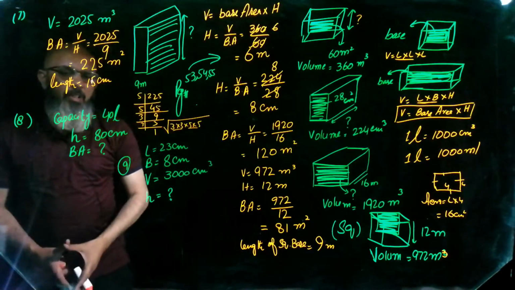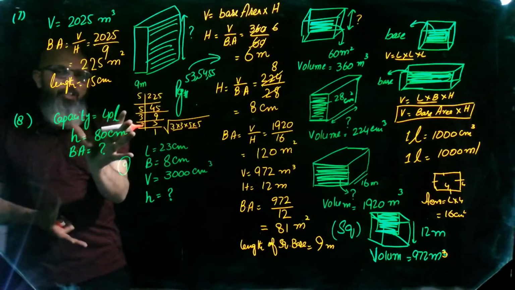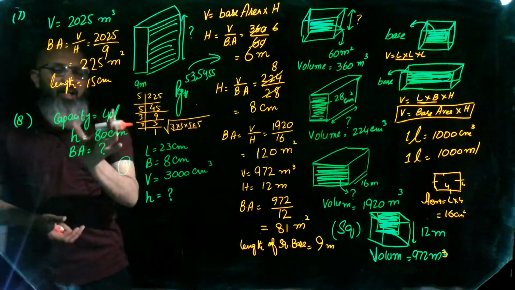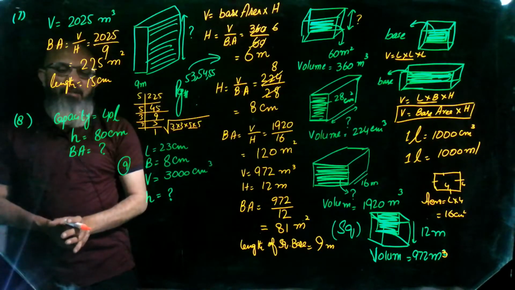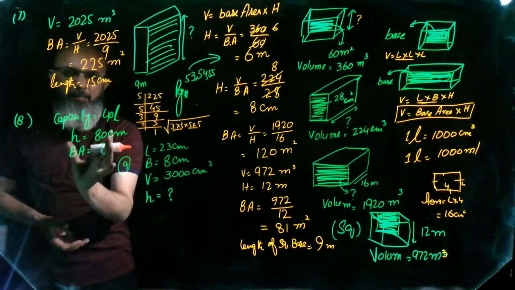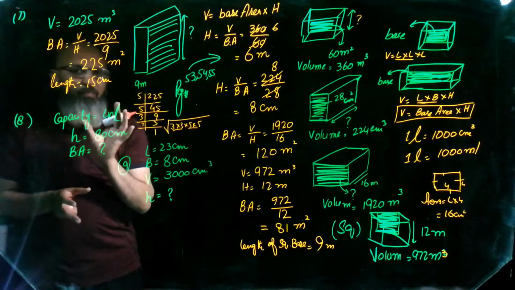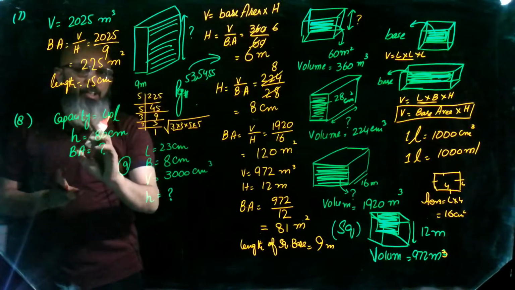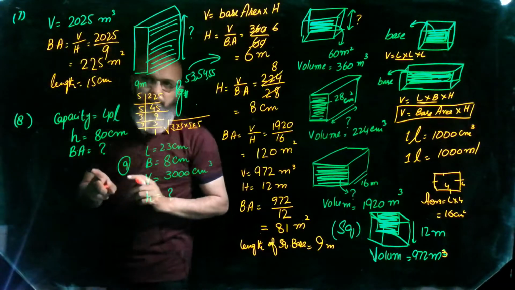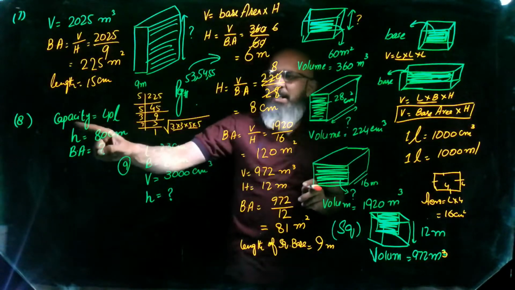So now come to the next question. In this question the capacity is given to you, that is 40 liters. Height is given to you, that is 80 centimeter. You are going to find the base area, means again we have to divide, but first we have to find its volume. Volume is not given in this question. The given thing in this question is capacity.